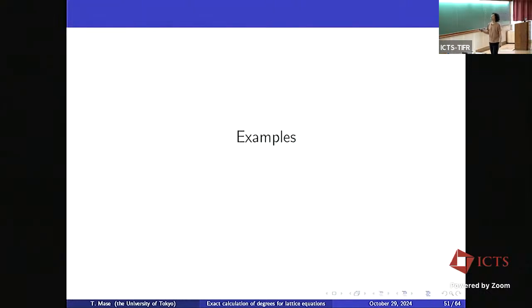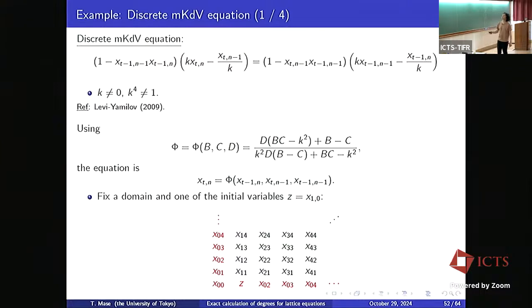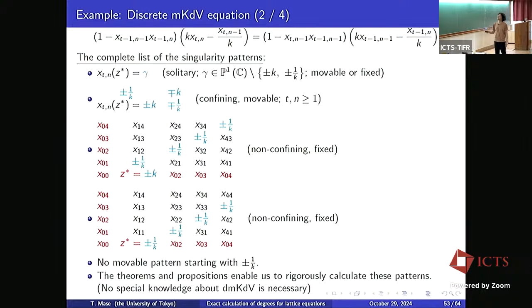But let's look at examples. Let's calculate the degree of the discrete modified equation. This equation is written like this, and let's take this initial value problem, and calculate the degree with respect to z. This is the list of all the singularity patterns of this equation. Solitary one, but gamma is not plus minus k or plus minus 1 over k. This is movable or fixed, depending on the location.